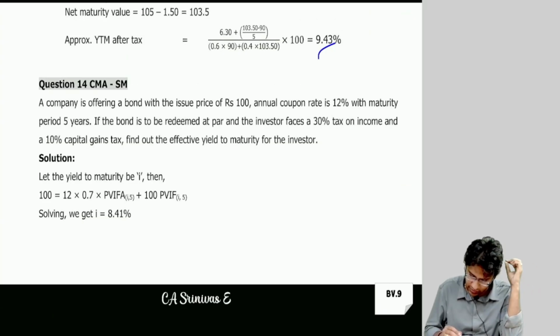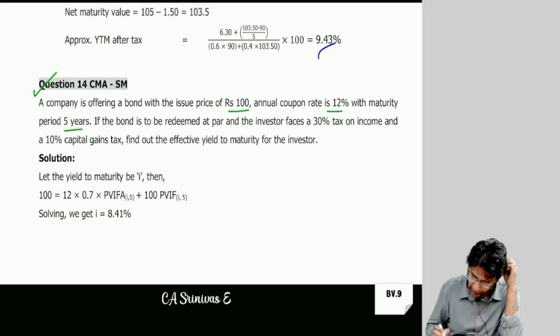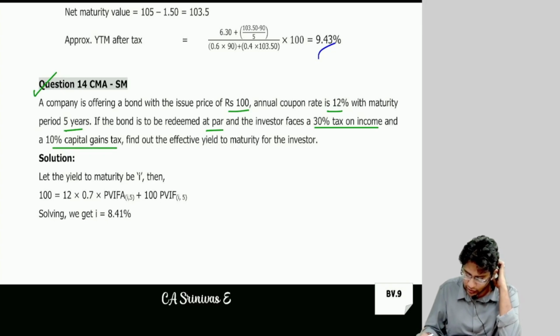Look at this again. A company is offering a bond with a price of 100, coupon rate is 12%, maturity period 5 years, the bond will be redeemed at par, and the investor faces a 30% tax on income and 10% capital gains tax. Find out the effective yield to maturity for the investor.